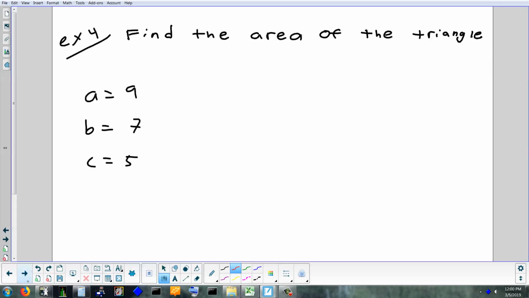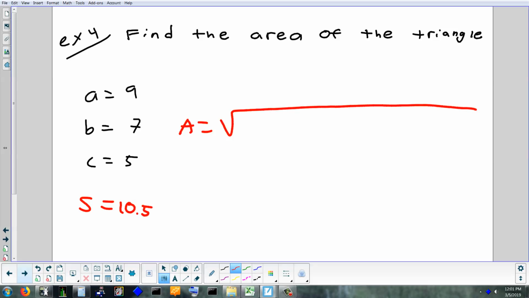Okay, let's try one of those. What if you find the perimeter and then take half of it? That's the semi-perimeter. What's my semi-perimeter here? Yep, 10.5. So the area is S times S minus every side.